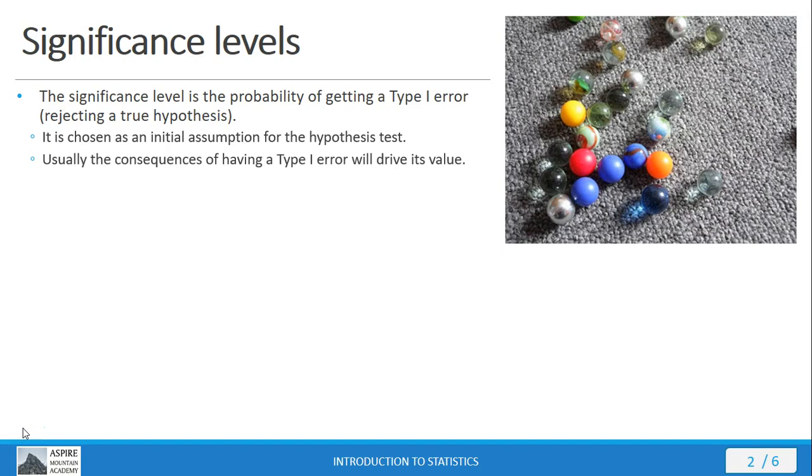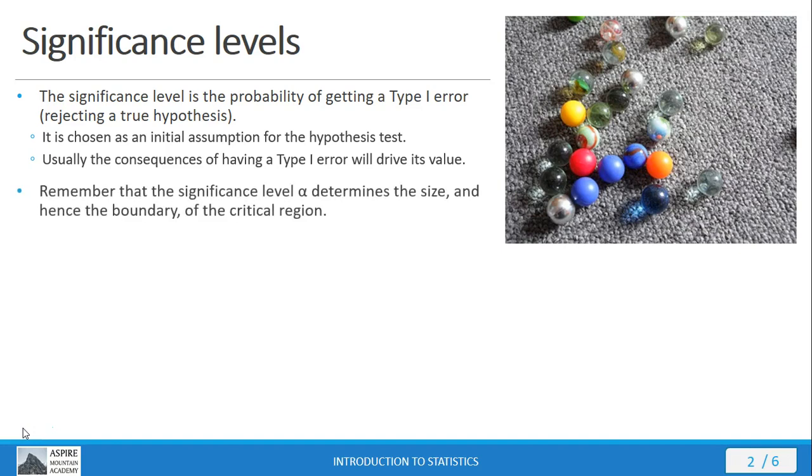Usually the consequences of having a type 1 error will determine what the significance level is. So the more serious the consequences of committing a type 1 error, the smaller the significance level is going to be. So the significance level, which we represent with the Greek letter alpha, is going to determine the size and hence the boundary of the critical region.